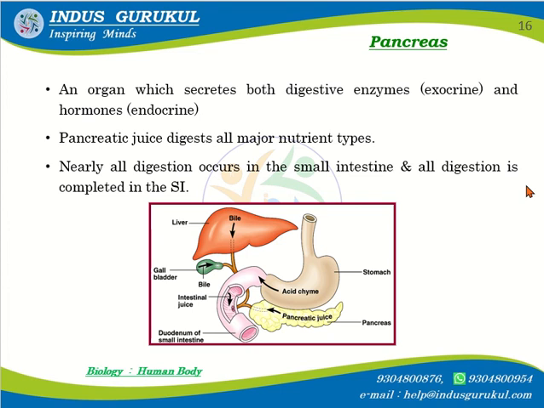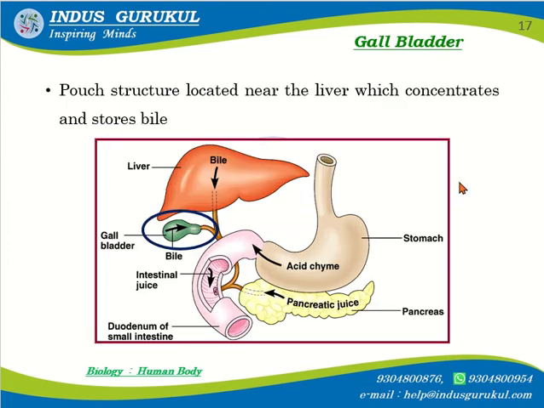Nearly all digestion occurs mostly in the small intestine. Major digestion is completed in the small intestine only. The gallbladder is nothing but a small green colored pouch which you can see over here, just below the liver. It concentrates and stores the bile juice, which as and when required pours into the duodenum, that is in the small intestine.